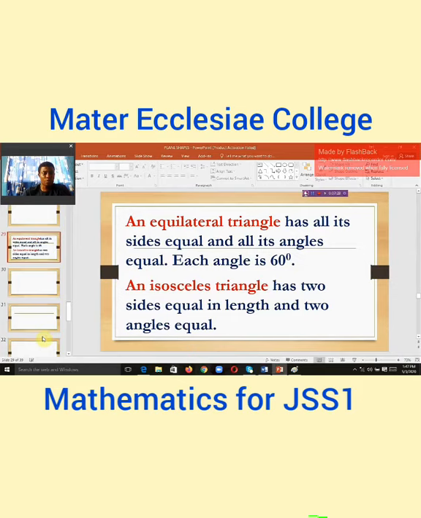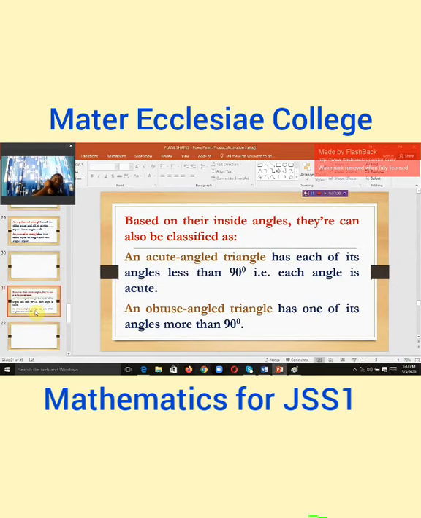So just to illustrate that, and then let's look at based on angles, acute. Now the word acute in mathematics means an angle less than 90. So a triangle that has each of its angles less than 90 is referred to as an acute angle triangle.